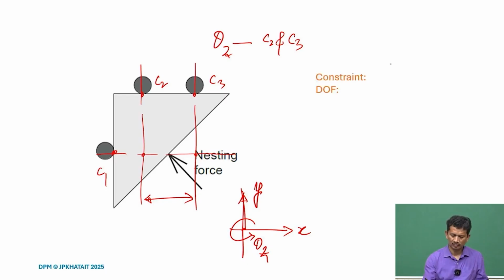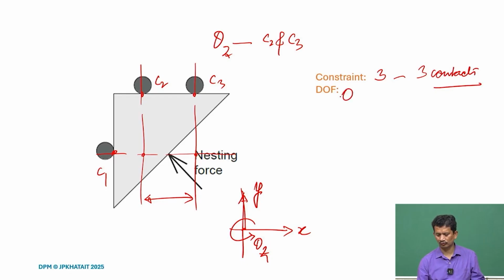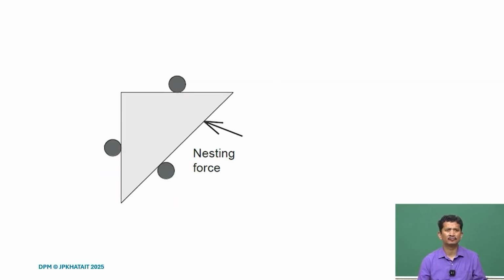So, we have 3 constraints, 3 contacts. So, it is exactly constrained and the over-constraint is 0. So, there will be no motion. Again in this case, whenever we place the object against these 3 posts, it will always go to the same location, and that way the repeatability is always ensured. What will happen in this case?